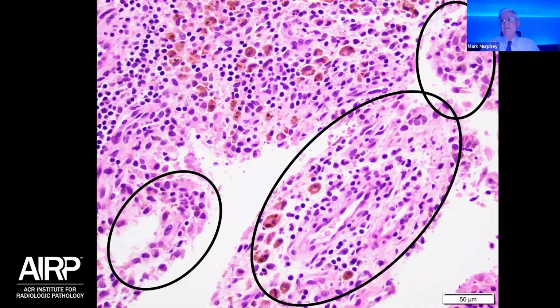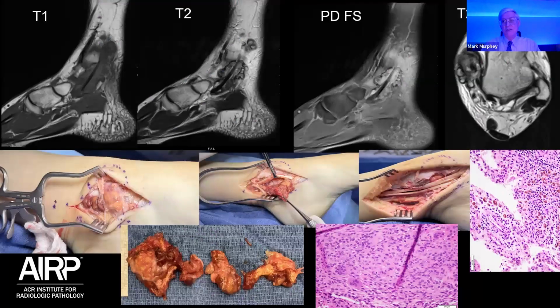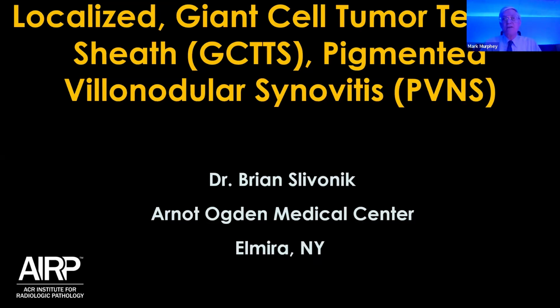On this image, we can see villonodular morphology within the tenosynovial tissues, and all that brown is hemosiderin deposition, really nicely shown here, predominantly intracellular, although it can be extracellular as well. So here, just a compilation of all of our images shown here and matched with the gross specimen as well in this case.